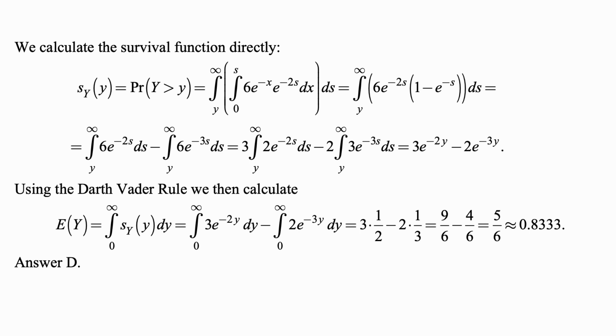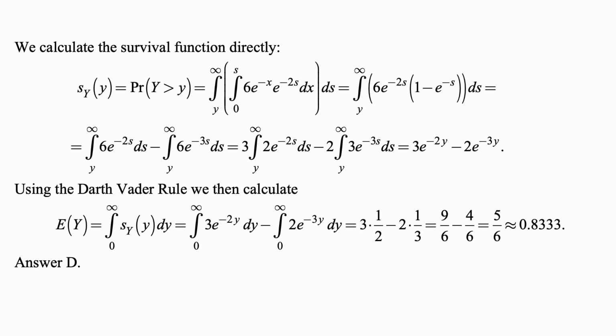So this is what we have, integral from y to plus infinity of 6 e to the minus 2s times 1 minus e to the minus s ds. And we take this as the difference of two integrals, integral from y to plus infinity of 6 e to the minus 2s ds minus integral from y to plus infinity of 6 e to the minus 3s ds.